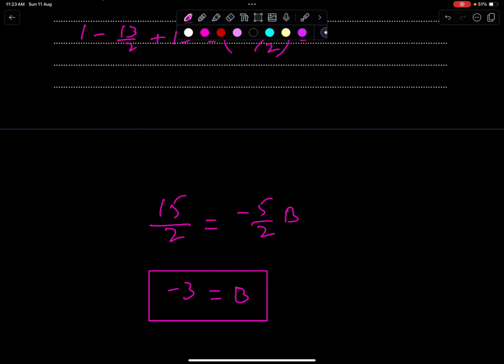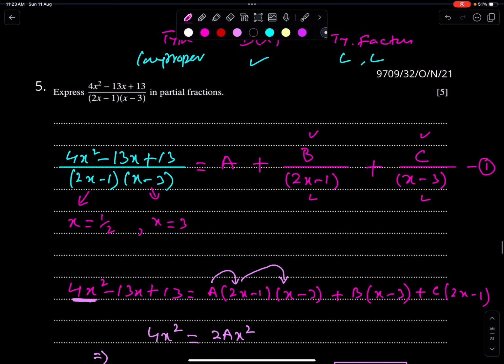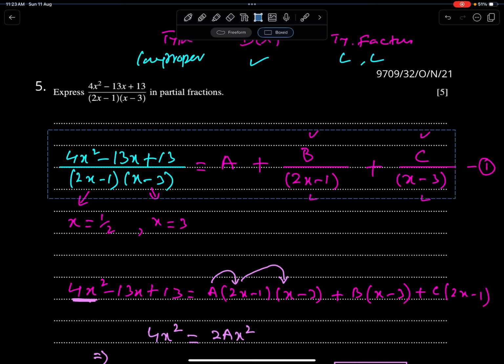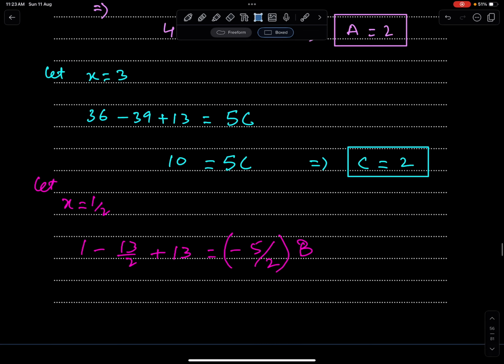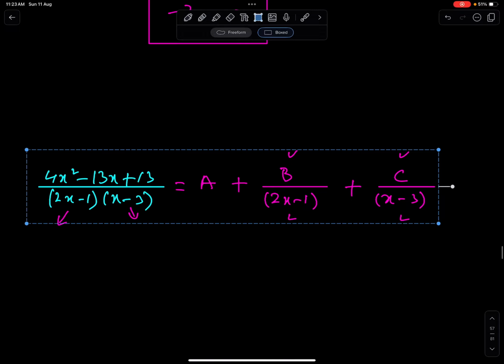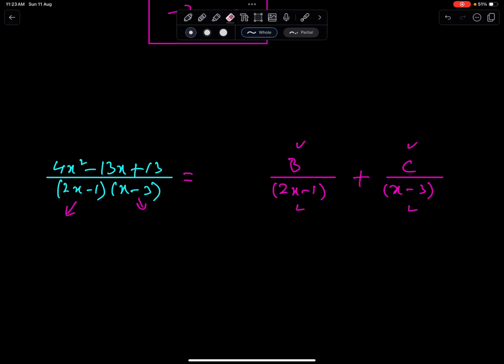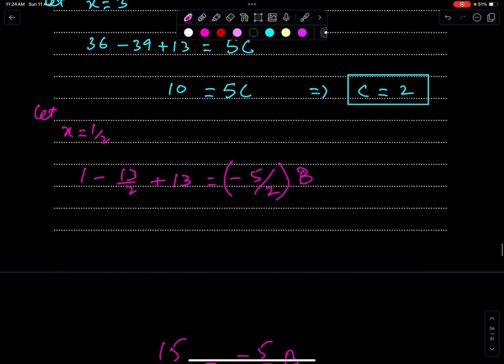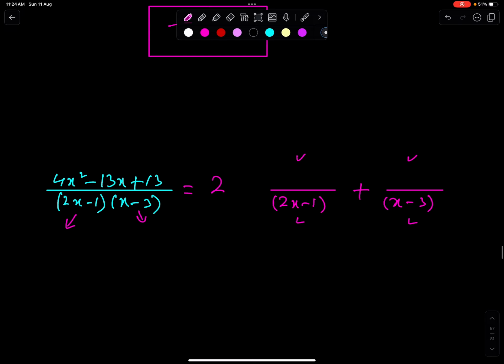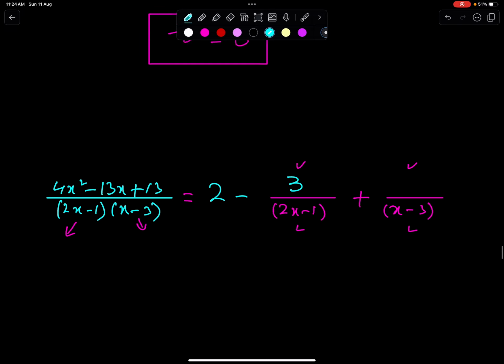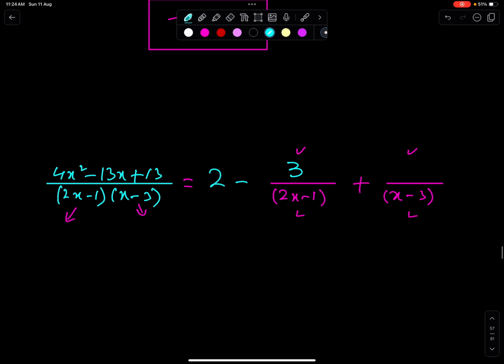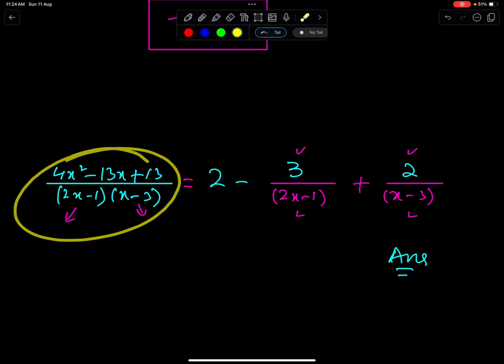Now substitute the values of a, b and c into equation 1. So a was 2, and b was negative 3, and c was 2. So this is the partial fraction of this improper fraction.